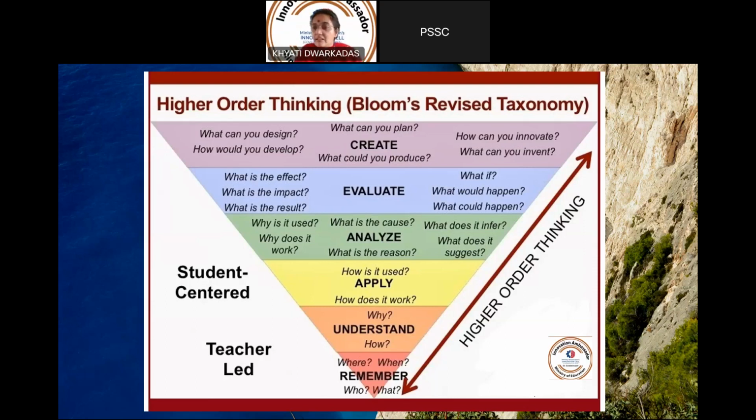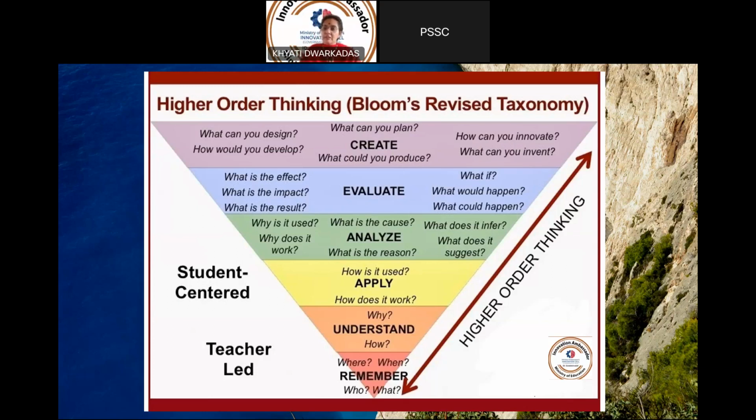That sets you thinking. And then you come to create. How would you develop a new plan? What can you design? What can you plan? What could you produce? So if all the tomatoes of the country were over, what would you then be producing? Which is the next alternative crop? How can you innovate to produce more tomatoes? What can you invent to produce tomatoes?